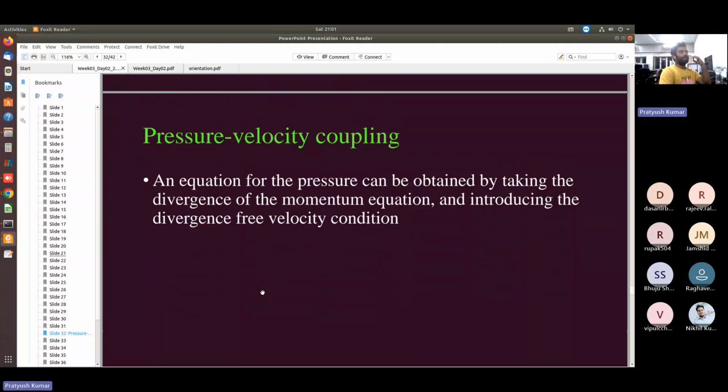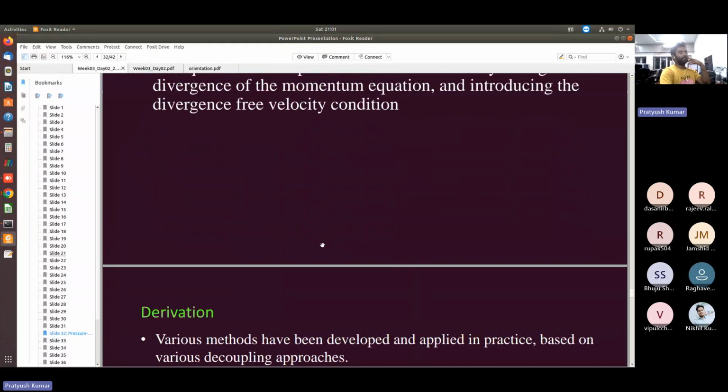In the actual scenario, while we are going to solve the continuity equation and the momentum equations, we generally take the divergence of the momentum equation to find the divergence-free velocity condition, and that is going to act as the one equation for the pressure, the pressure corrector term. This is the whole idea about finding the different equations for the pressure in terms of the velocity, and let me show you the derivation, then you will have a better idea.